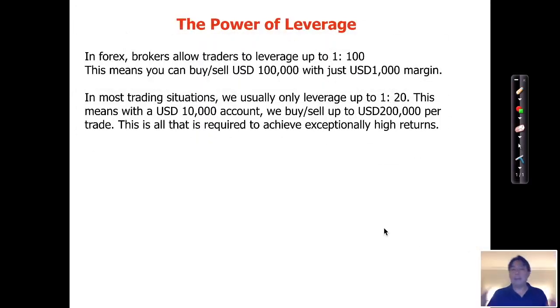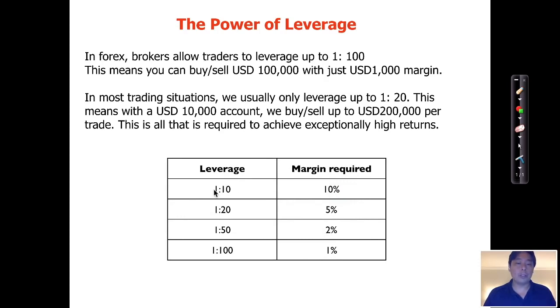Okay, so again, let me just talk a bit more about leverage. In forex, most brokers will allow traders to leverage 1:100 times. So that means you can buy or sell 100,000 US dollars worth of currency with just $1,000 in your account. But in most trading situations, we usually only leverage 1:20. So this means that with a $10,000 account, we usually will buy or sell up to 200,000 worth of the currency at the very most. And that is all that's required to achieve exceptionally high returns consistently.